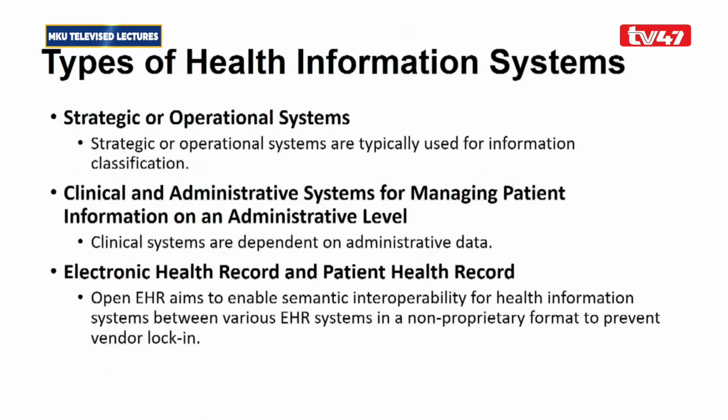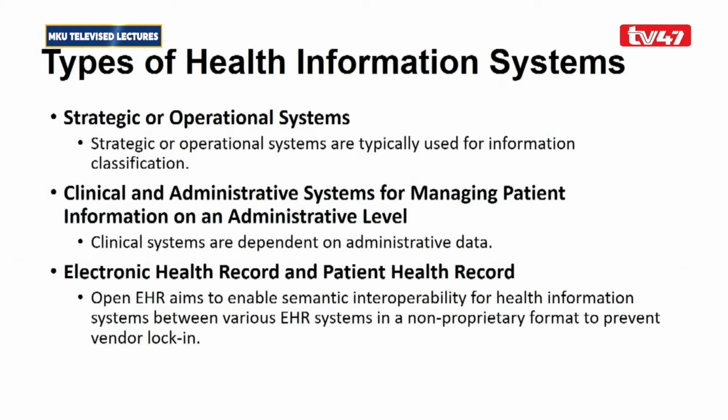Then let's look at the types of health information systems. The first one is the strategic or operational systems. These are systems that are typically used for information classification. One thing that we can do with information is to classify it. So the system that is dedicated to that classification is what we are calling a strategic or operational information system.